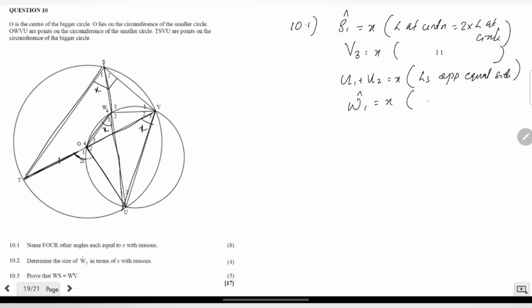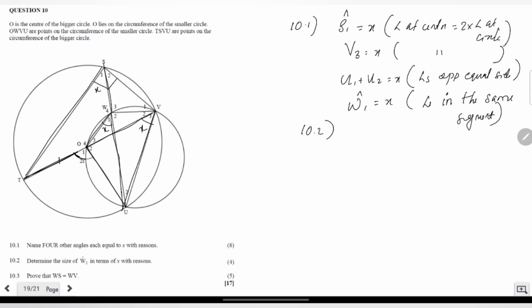The reason is angles in the same segment. See, 8 marks in your pocket. Did you see that? So very easily we can get it. Only that knowledge: angle at the center is 2 times angle at the circle, then radii, isosceles triangle, then chord subtending the same angles in the same segment. With the help of that, we got all of them. Is it clear? All right. Now we can go to 10.2.